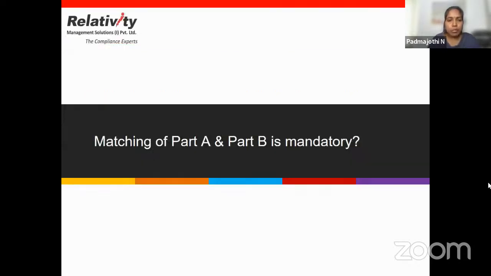And most of us have many doubts about whether it is mandatory to match Part A and Part B. So I just want to know your responses, what you have thought. Whether it is mandatory to match Part A and Part B. Okay, I got responses, both no and yes, and someone has mentioned maybe. So let's see what is the right thing and what is the best thing that we have to do.